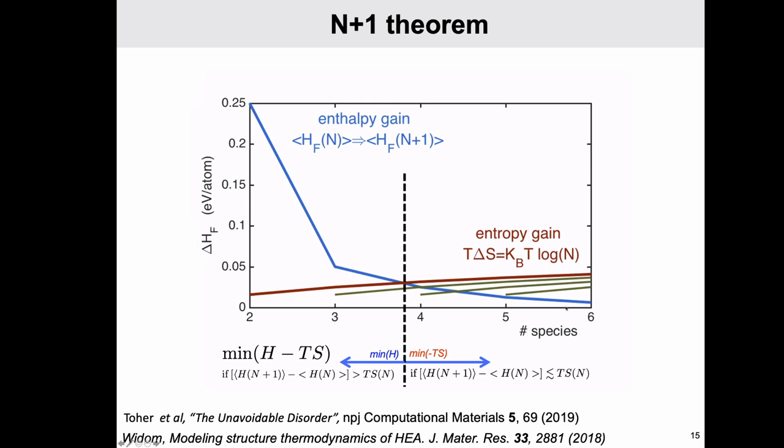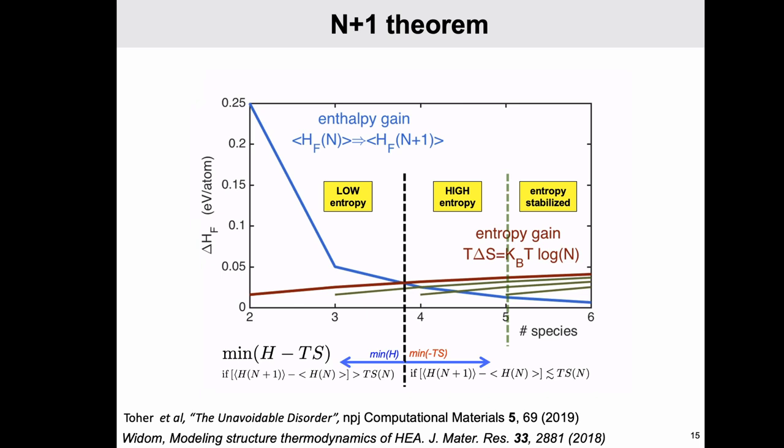So you can define here three regions. A region of low entropy, where everything is determined by enthalpy minimization. Then you have a region of excess of entropy, where everything is determined only by entropy. So those are the world of entropy stabilized materials.